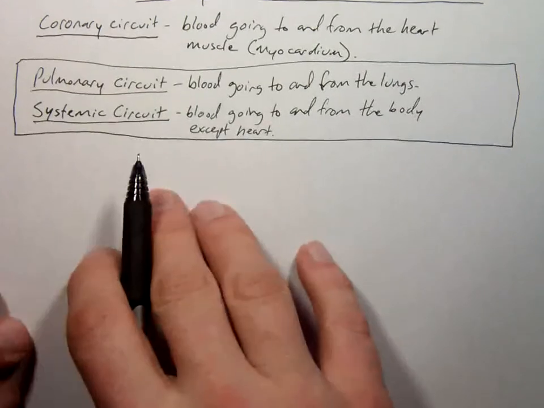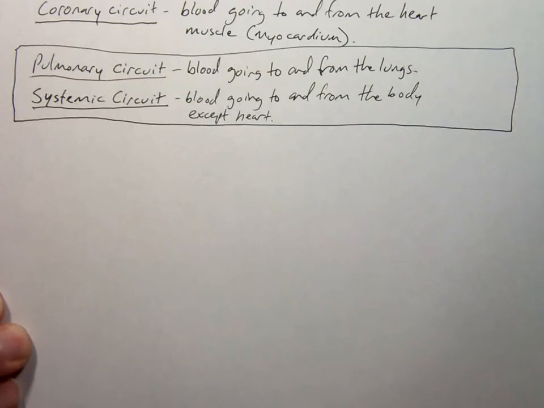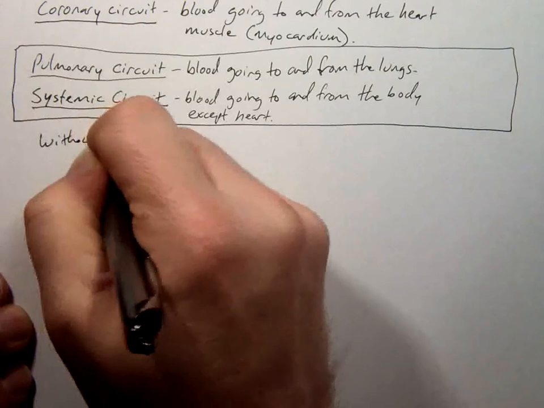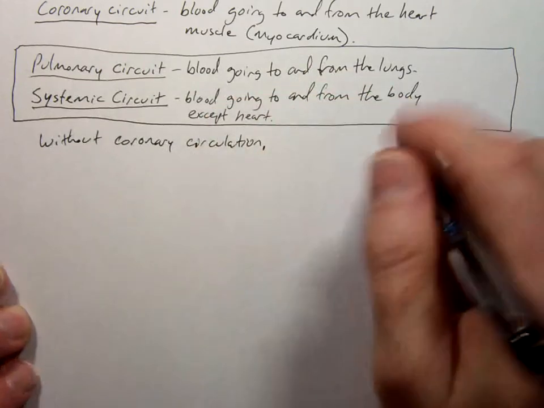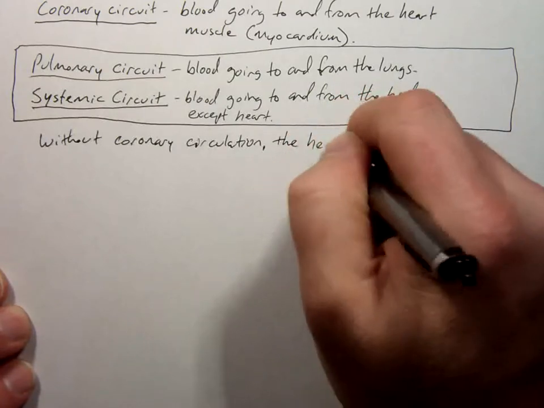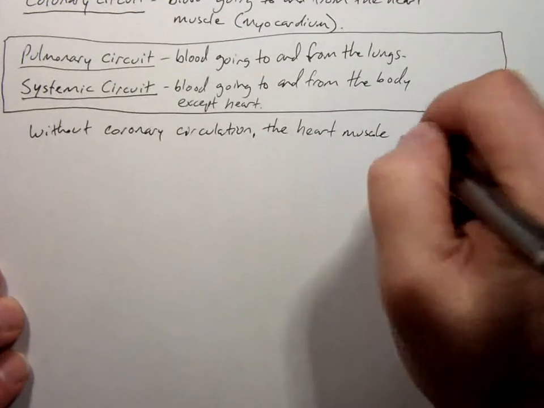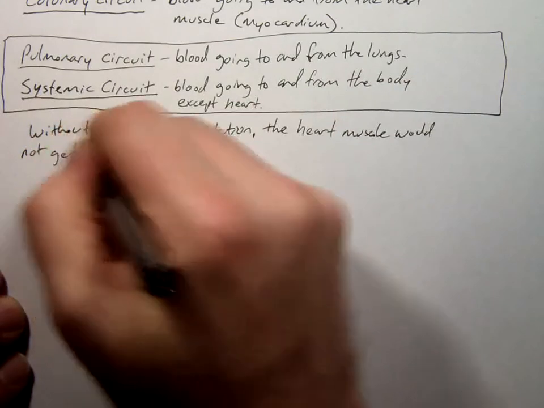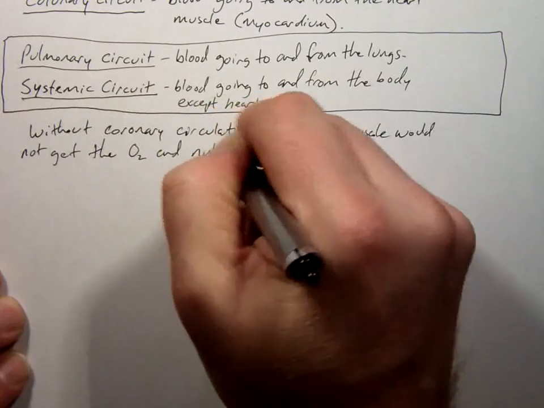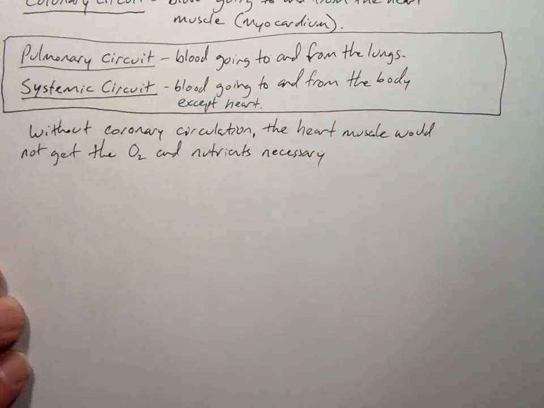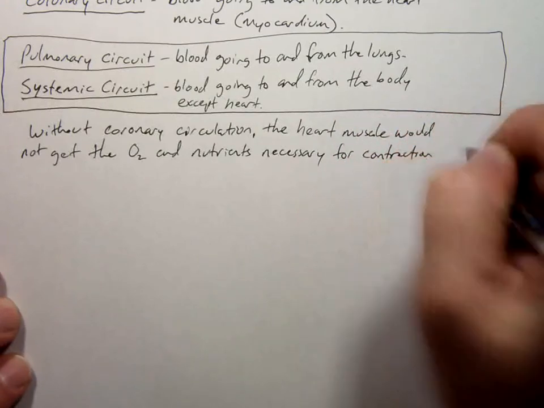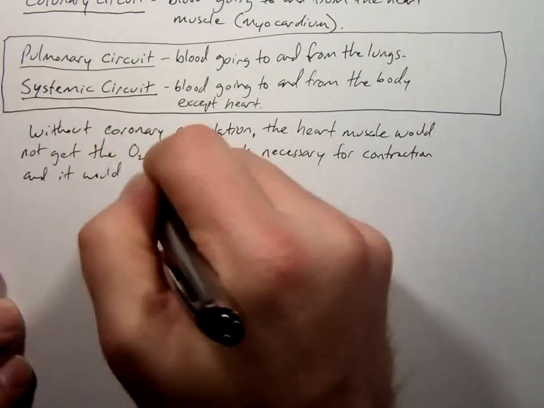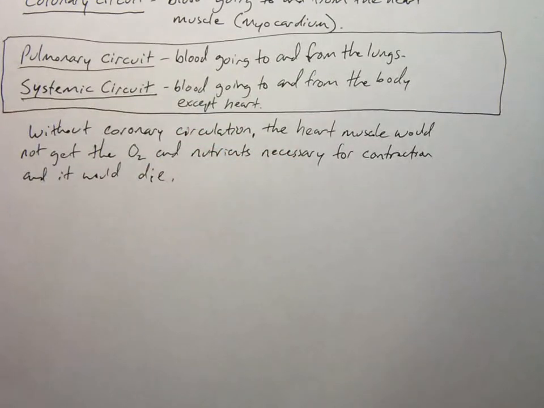Now, I'm jumping back into my coronary deal. So, without coronary circulation, the heart muscle will not get the oxygen and nutrients necessary for contraction, and it would die, and so would we, and that's not great. You're like, wow, this is the worst Friday ever.